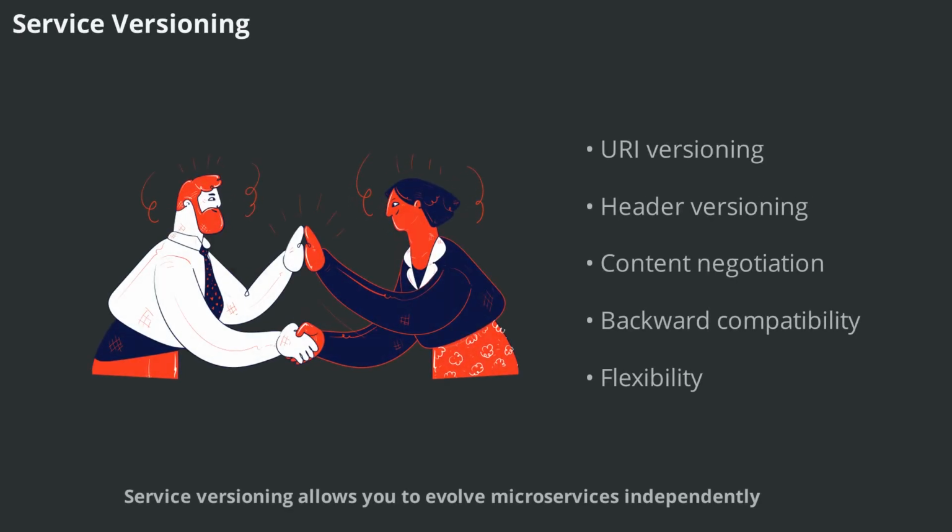Service versioning allows you to evolve microservices independently without breaking existing clients. You can use URI versioning, header versioning, or content negotiation. Interviewers may ask about strategies for managing service changes and ensuring backward compatibility. Demonstrating your understanding of service versioning will show your ability to design flexible, maintainable systems.